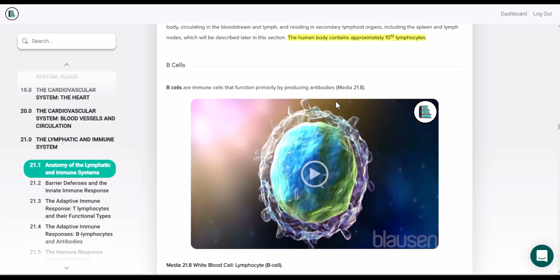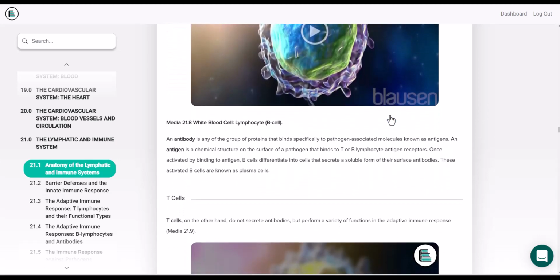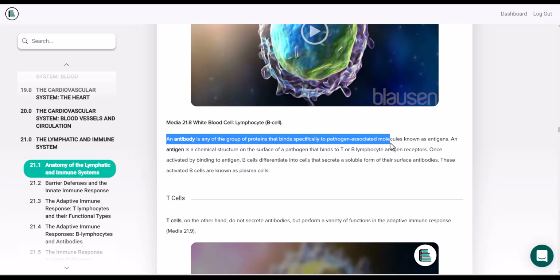So what do I want you to know? This is what I want you to know, and this is it. I want you to know that B cells make antibodies. B cells make antibodies. There's a B right there in antibodies. So B cells make antibodies. That's really what I want you to know. So what is an antibody? An antibody is basically a group of proteins that are specifically designed to fight off an antigen.